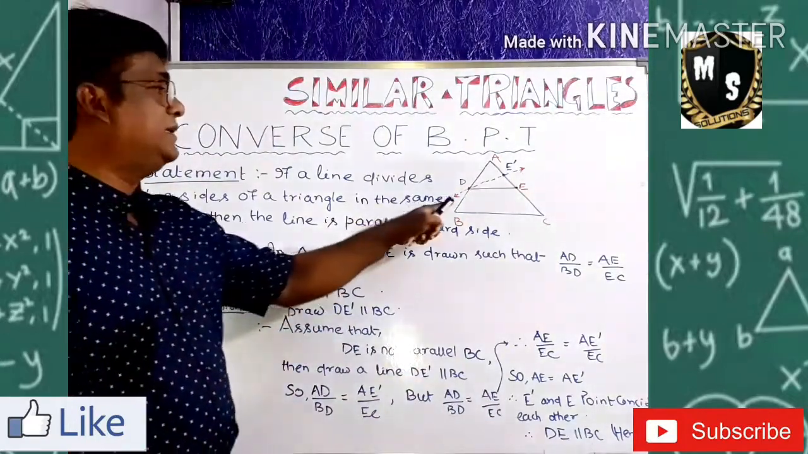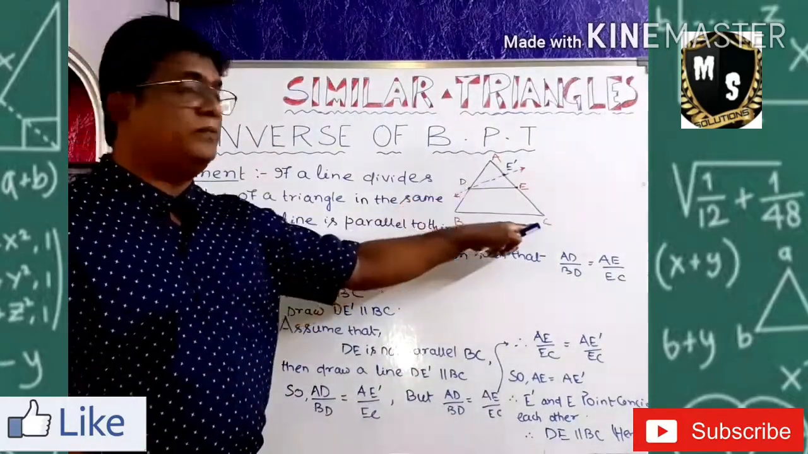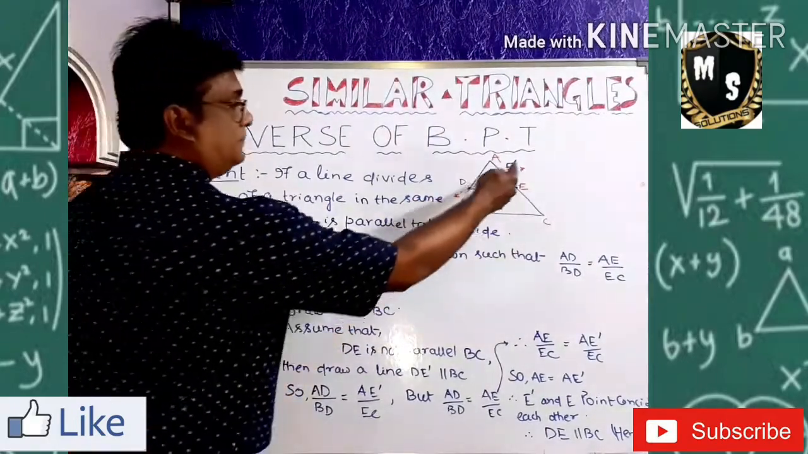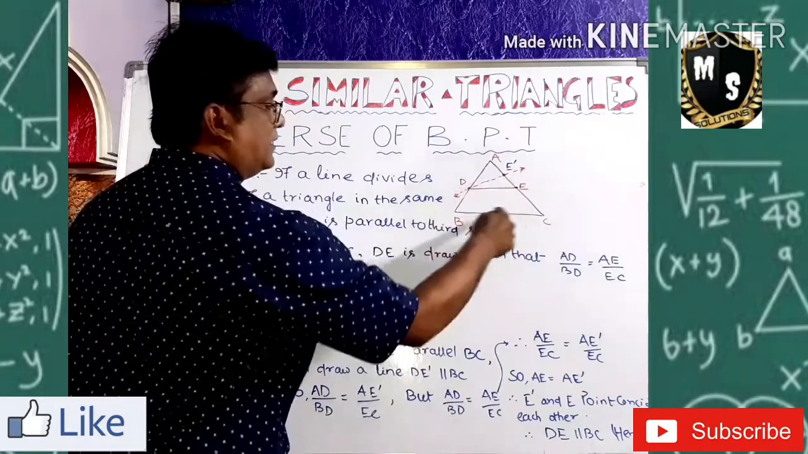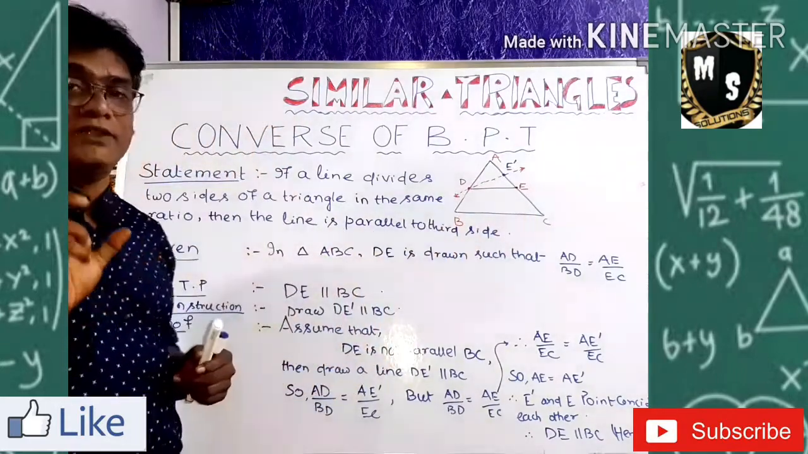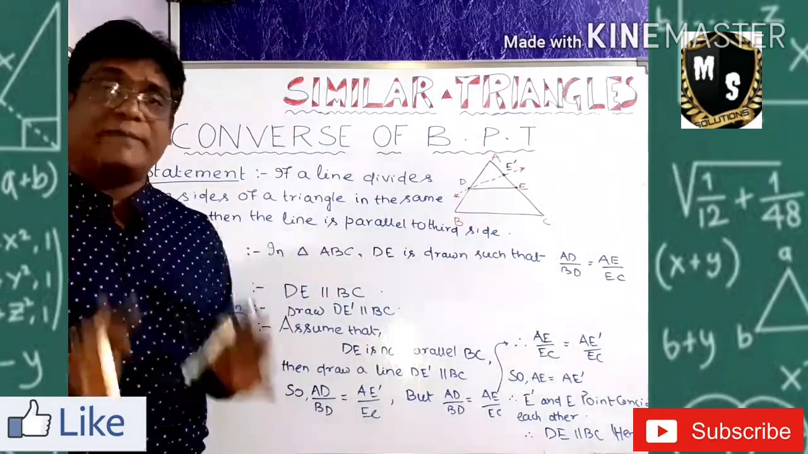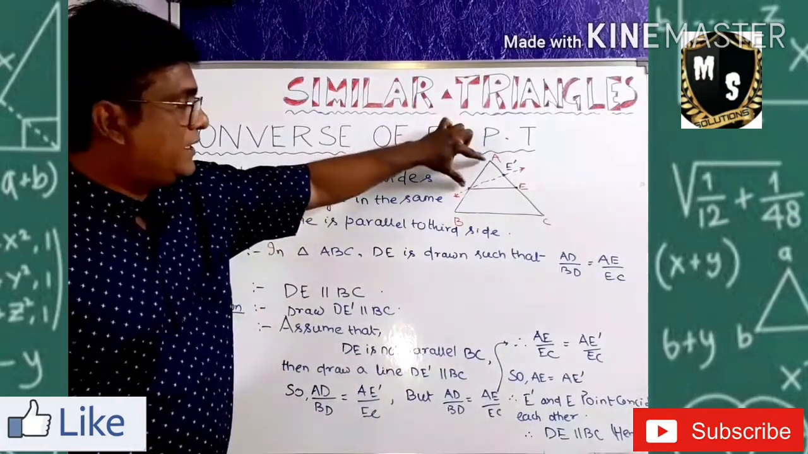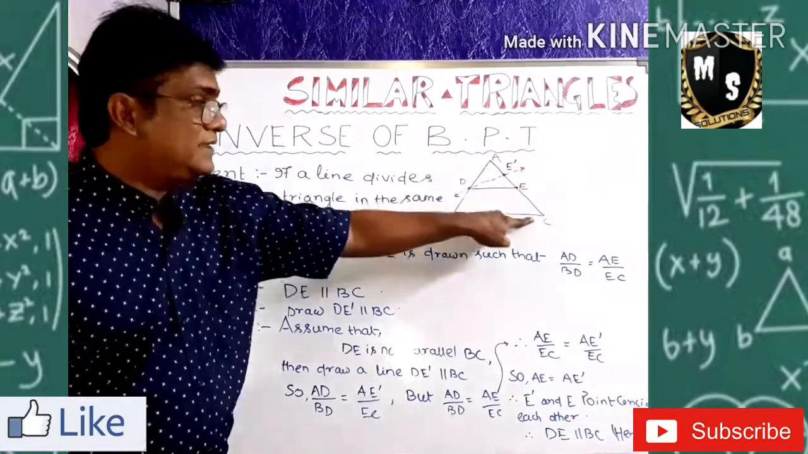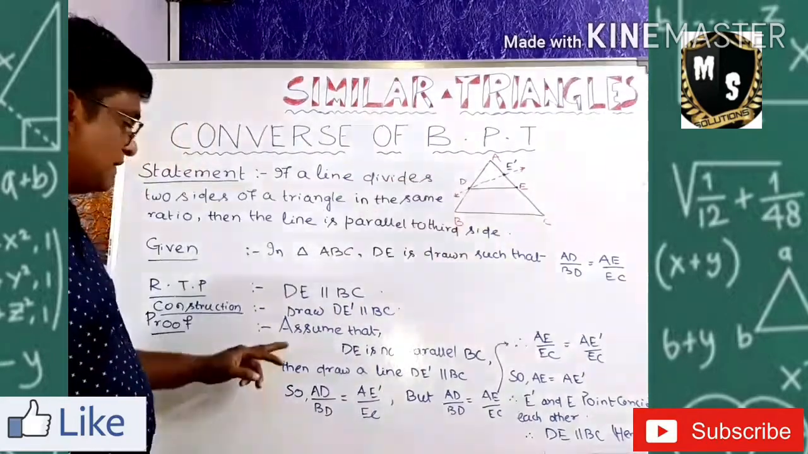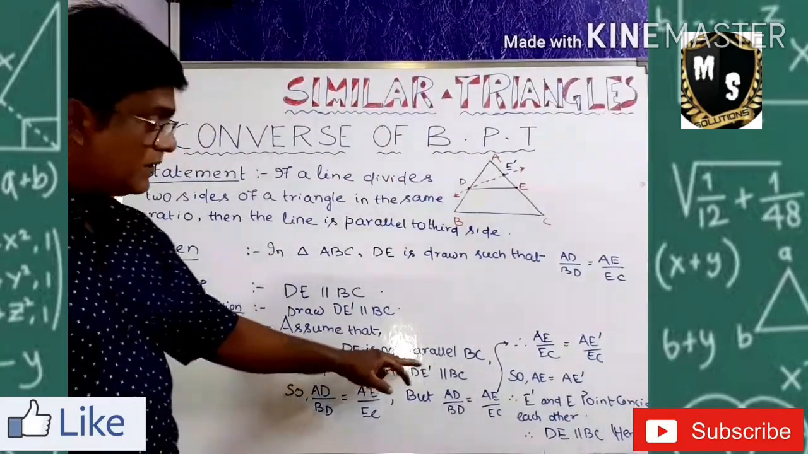I construct a line DE dash which is parallel to BC. If DE dash is parallel to BC, then definitely according to the basic proportionality theorem, the sides will be in the same ratio. Then what is the side now? AD by BD is equal to AE dash by E dash C. I hope you understood.